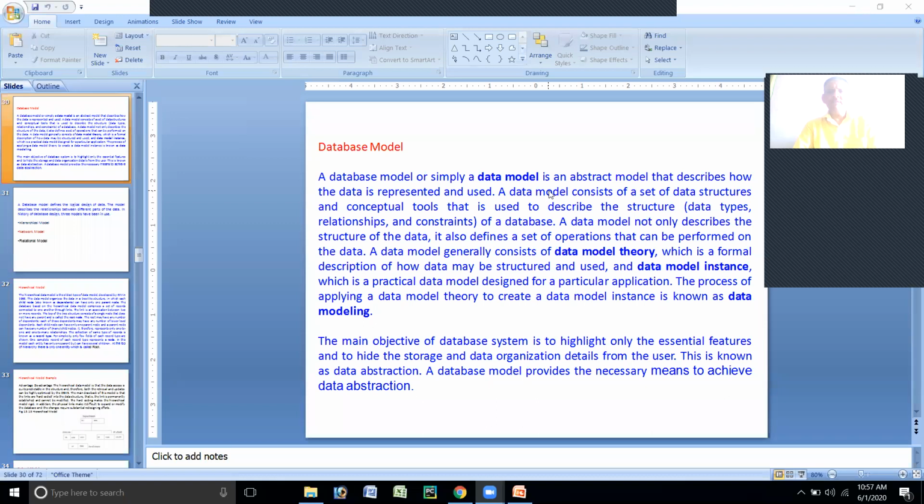What is the meaning of data model here? Data model is an abstract model that describes how the data is represented and used. The main thing is, it is going to describe how the data is represented and how to use it. That will be described by a database model.